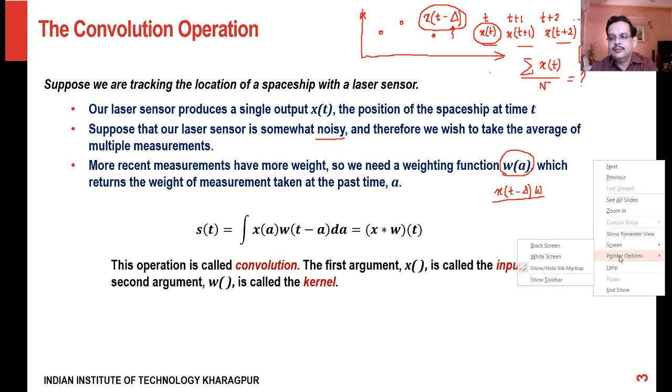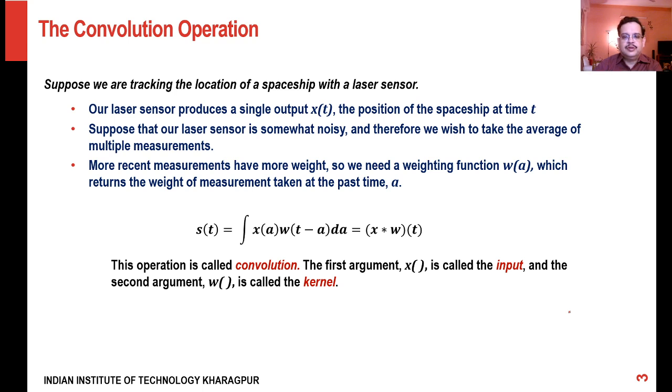In a continuous domain, if my time is continuous, then I would get something like this. That is the convolution of the readings that I get, that is x, and the weighting function w, defined as something like this, and here I may vary the integral from minus infinity to infinity. So this operation is called the convolution. The first argument x is called the input, and the second argument w, which we have constructed in a way to suit our requirements, is called the kernel.